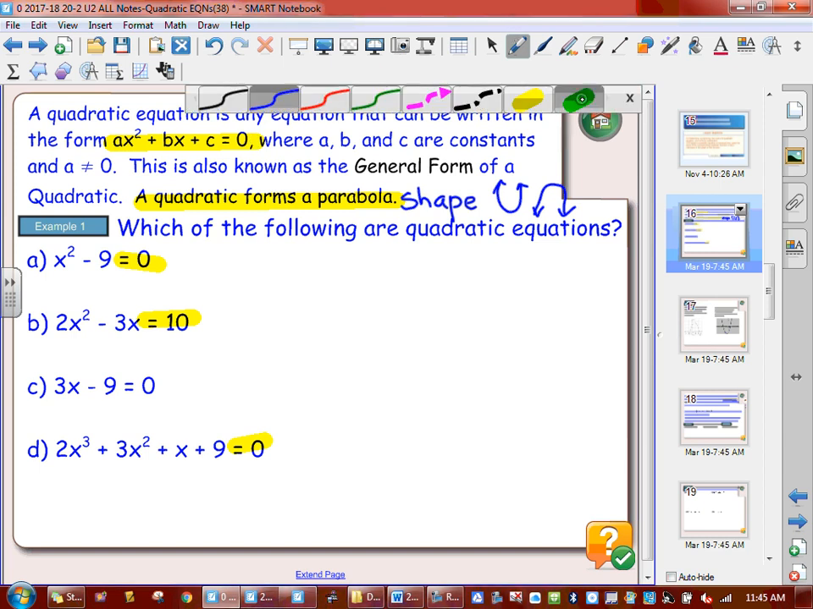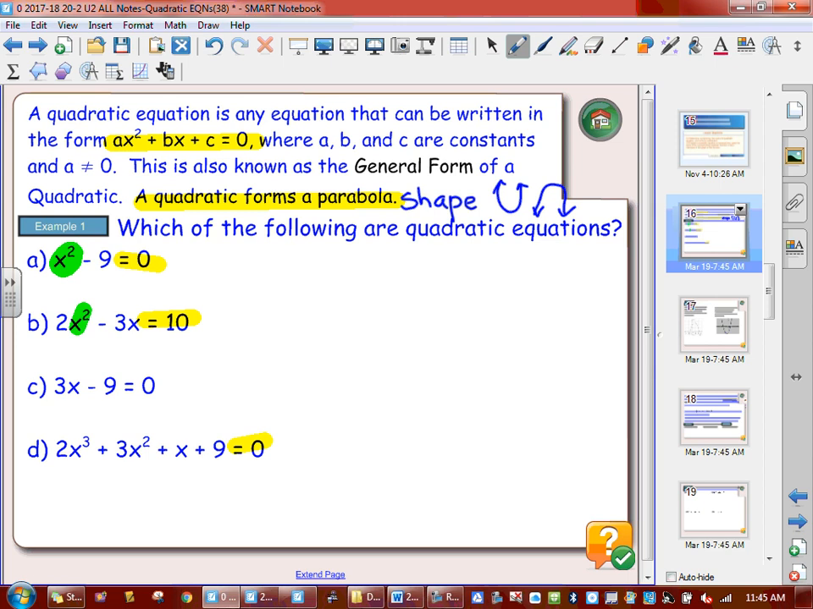The minute you see x squared, you know it's a quadratic. But x squared has to be the highest exponent. So over here we've got an x cubed. That would be a cubic function, okay? Squared is not the highest, cubed is here. So this guy's got an x to the 1. That's not a quadratic. You need to have an x squared as your largest exponent. So these guys are yes quadratics. These last two are not, okay? So we need to make sure that we have an x squared as the largest exponent on the x.